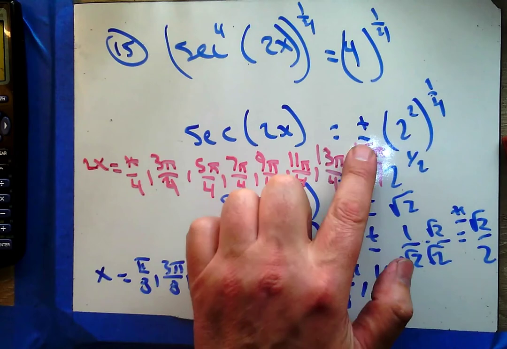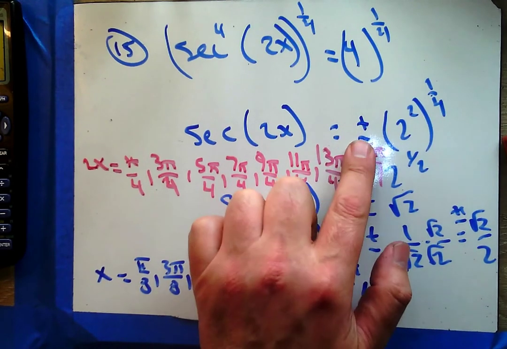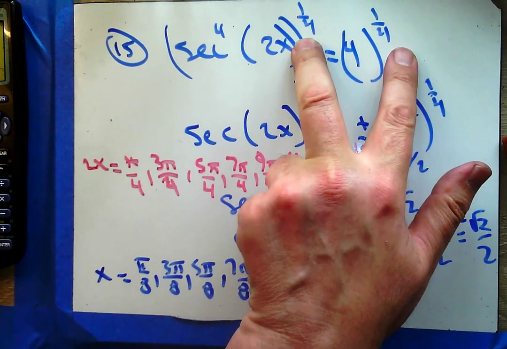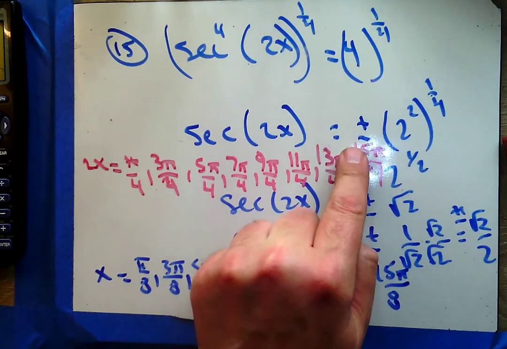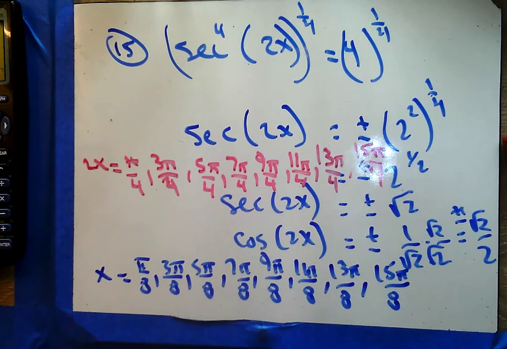Don't forget the plus and minus. Whenever you take an even root of both sides, you need that plus and minus, or else you're only going to have half of these answers.